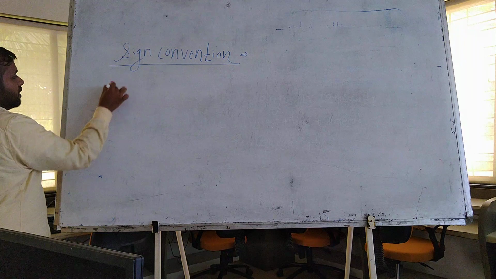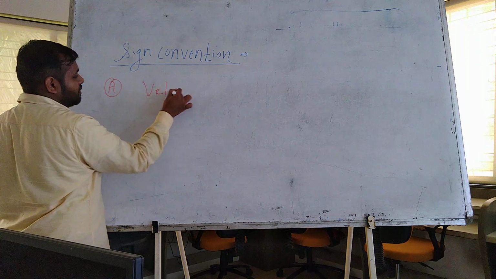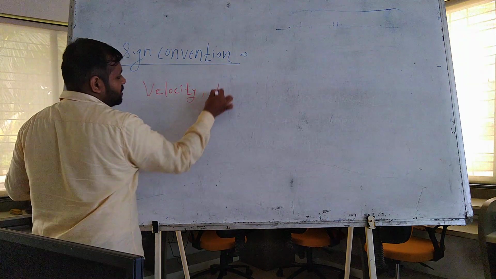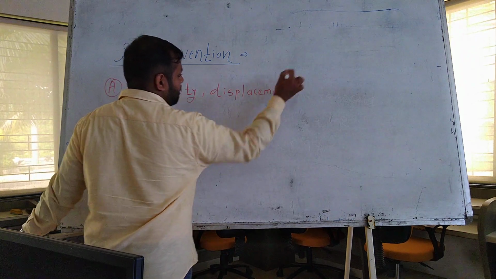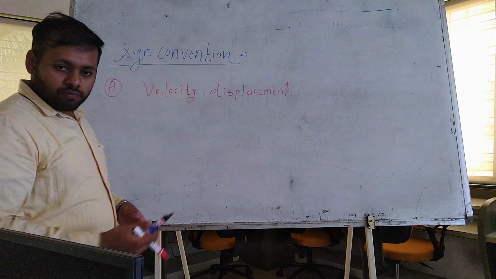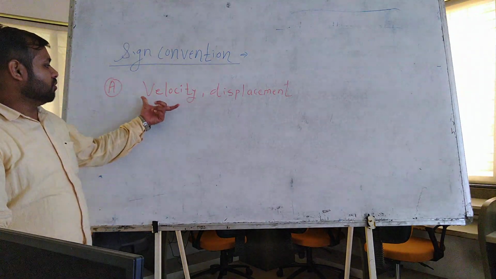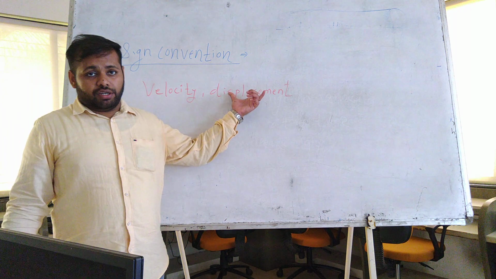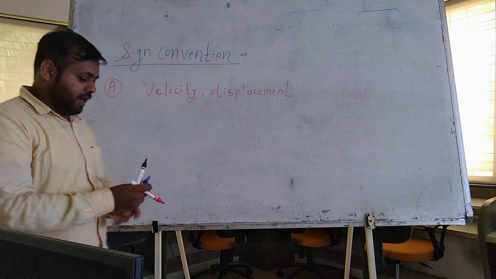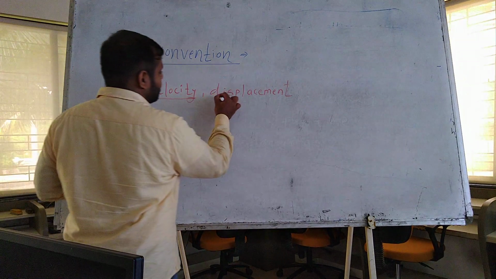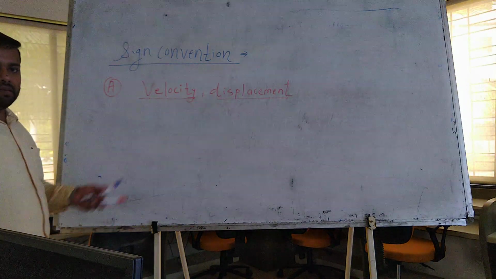In the first part, we are going to assign the signs for velocity and displacement. As we know, these two are vector quantities. We know that they have magnitude and direction. So while solving problems of rectilinear motion, we have to assign proper sign. Now, how to assign proper sign? Let's see.